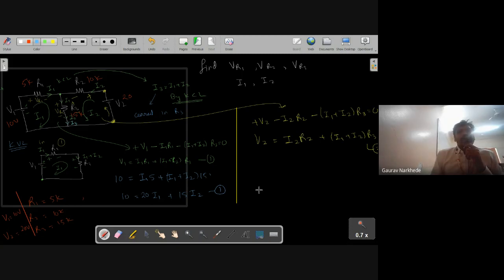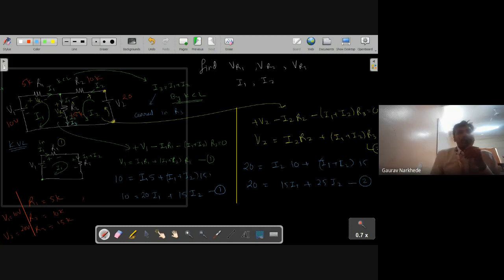And then I will write here: V2, which is 20, is equal to I2 times R2, 10, plus (I1 plus I2) multiplied by R3, 15. So 20 is equal to 10 I2 plus 15 I2, which becomes 25 times I2, plus 15 times I1. Is it correct? So this is equation number 2. Now, these are two equations, two unknowns, right?